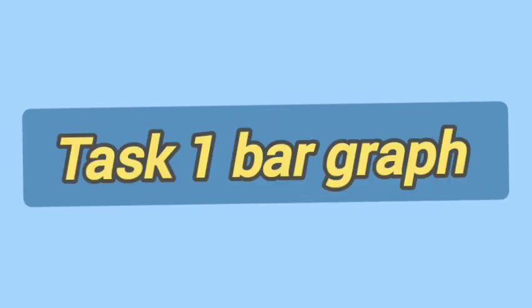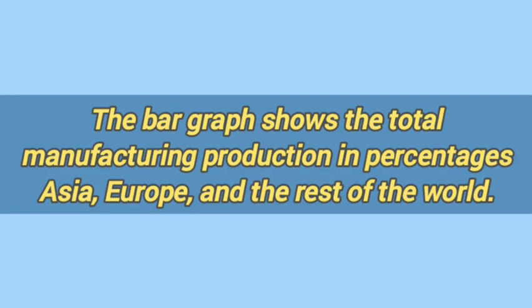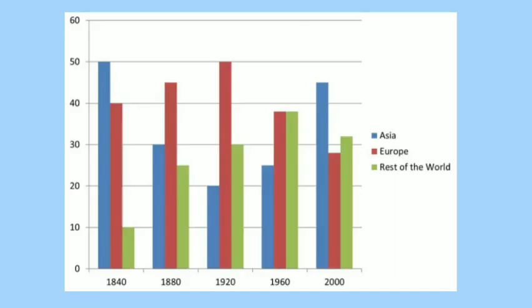The task 1 was a bar graph. The statement was, the bar graph shows the total manufacturing production in percentage in Asia, Europe, and the rest of the world. So the picture is visible here.